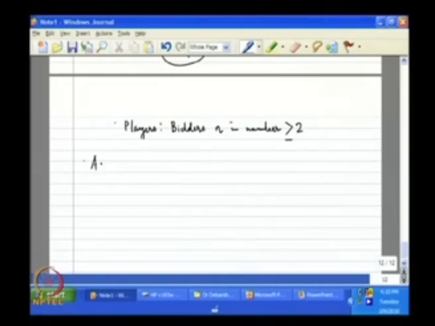Actions. What are they deciding on? It is the set of bids, which is any non-negative number. So, Bi is being determined by player i. Finally, preferences.